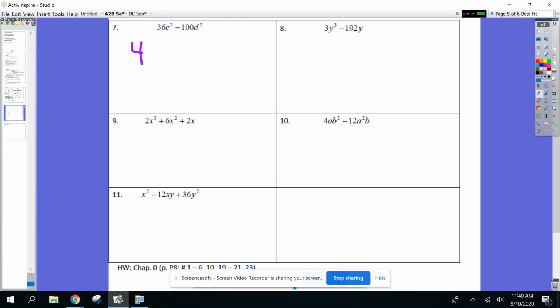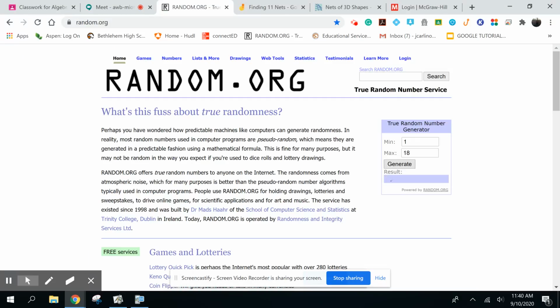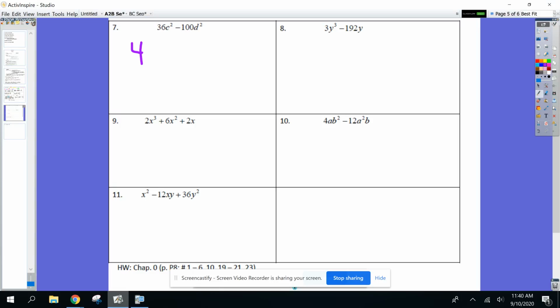Okay, let's take out a 4. What's left after I take out a 4? Kian, take out a 4. What's left from 36c squared? 9c squared minus 25d squared. Good job. Forgot the squares. Good work. Discipline, right? Now look inside the parentheses. 9 and 25. You can still do perfect square method now. There you go. I just had to wait till I took the GCF out.